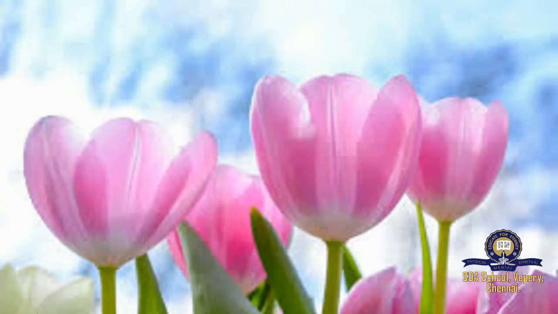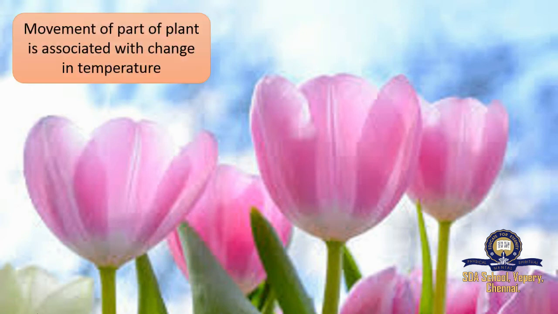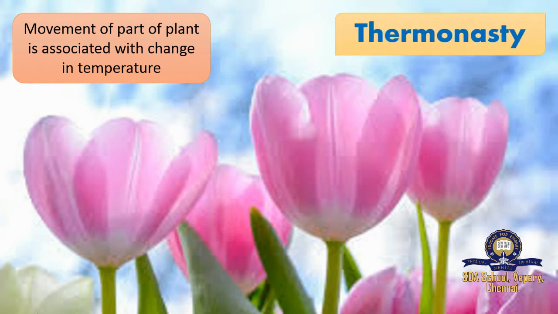And you would have seen tulip flowers, right? Tulip flowers bloom as the temperature increases. So the movement of a part of a plant associated with change in temperature is known as thermonasty movement. So under nastic movements, there are three classifications. First one is thigmonasty, second one is photonasty, and third one is thermonasty movement.